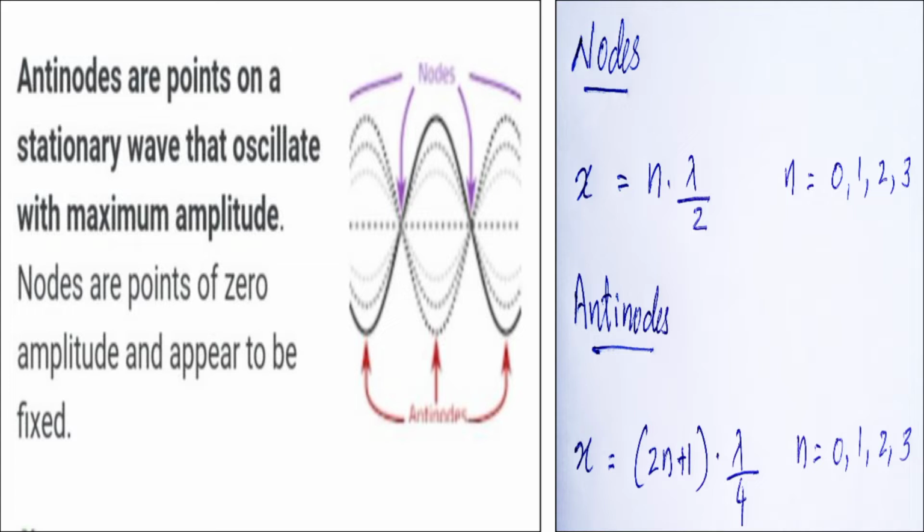The nodes are the points of zero amplitude and appear to be fixed. The mathematical expression of nodes is x = nλ/2, where n = 0, 1, 2, 3 etc. And the antinodes are the points with the maximum amplitude. They oscillate with the maximum amplitude and it is expressed as x = (2n+1)λ/4, where n = 0, 1, 2, 3 etc.